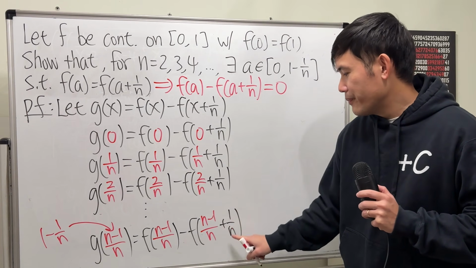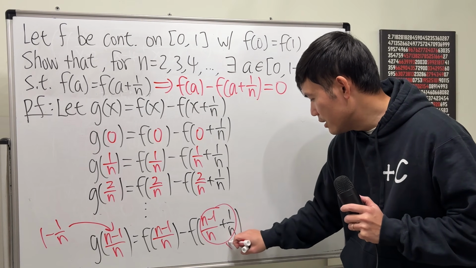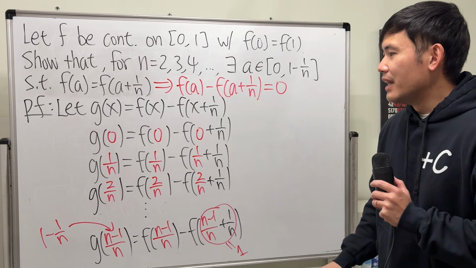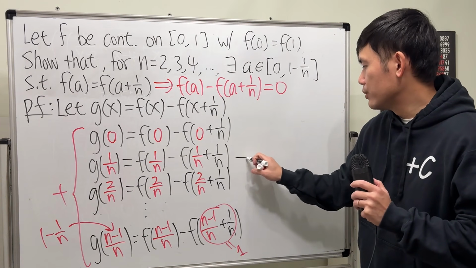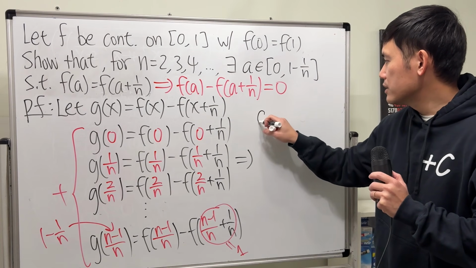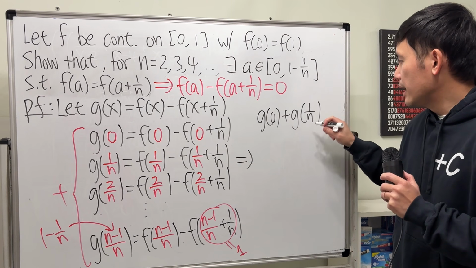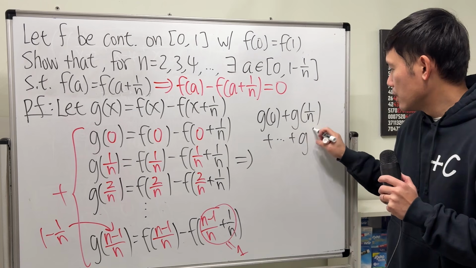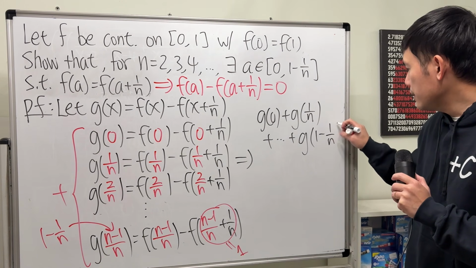What's this? When you add them, you get n over n, so this thing right here is just 1, which we have that right here. Very nice so far. Now, I'm just going to add these up and then produce this result right here. When we add them up, the left-hand side will give us g of 0 plus g of 1 over n, and so on, up to g of, and right here, let me just write it down as g of 1 minus 1 over n.